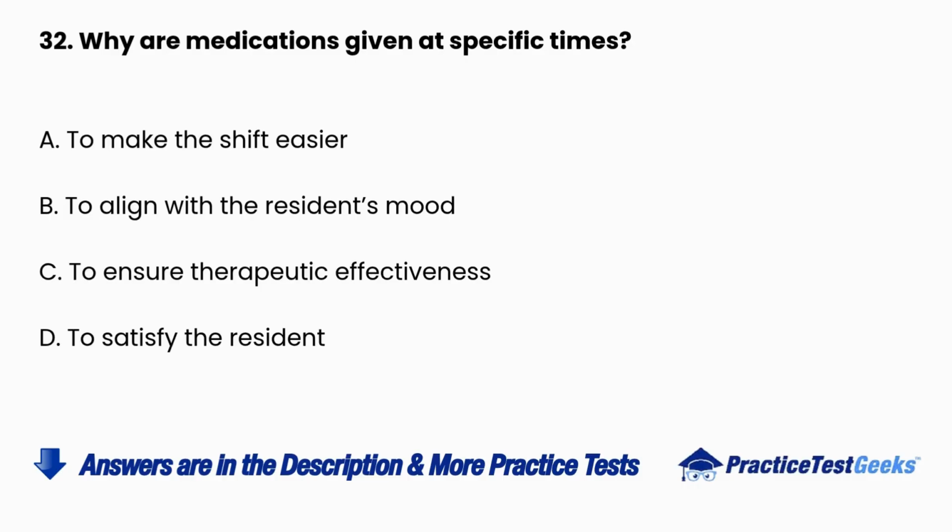32. Why are medications given at specific times? A. To make the shift easier. B. To align with the resident's mood. C. To ensure therapeutic effectiveness. D. To satisfy the resident.